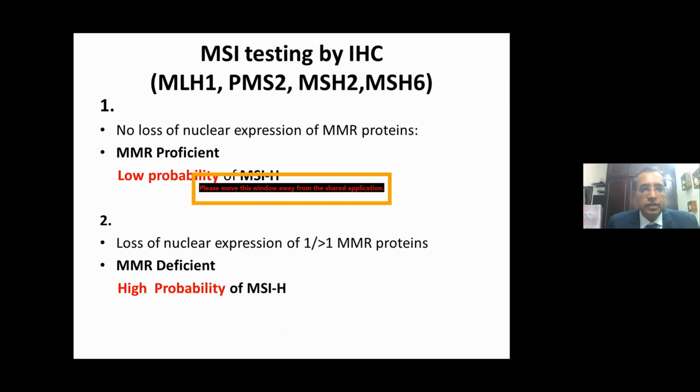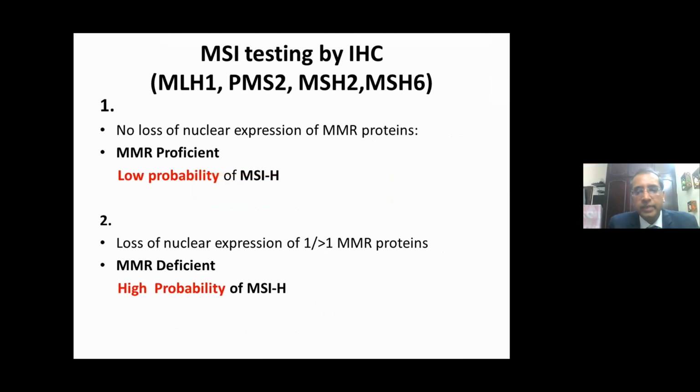So two types of reporting are done, which is the dichotomous reporting. One scenario is when there is no loss of nuclear expression of MMR protein on IHC, we label it as MMR proficient, and this has a clinical implication of having a low probability of MSI high. And the second reporting is the loss of nuclear expression of one or more MMR proteins, which we label as MMR deficient, and it signifies a high probability of MSI high.